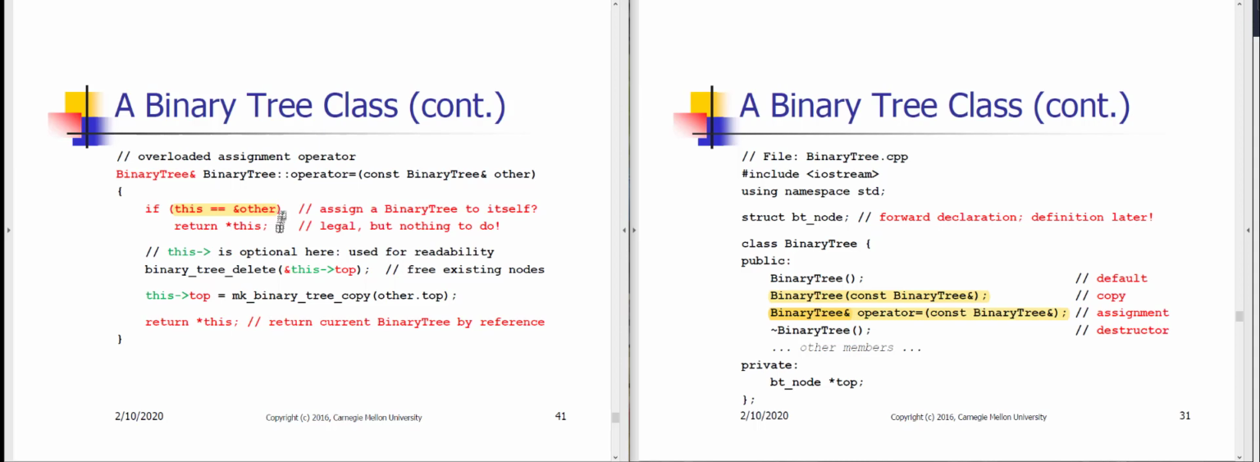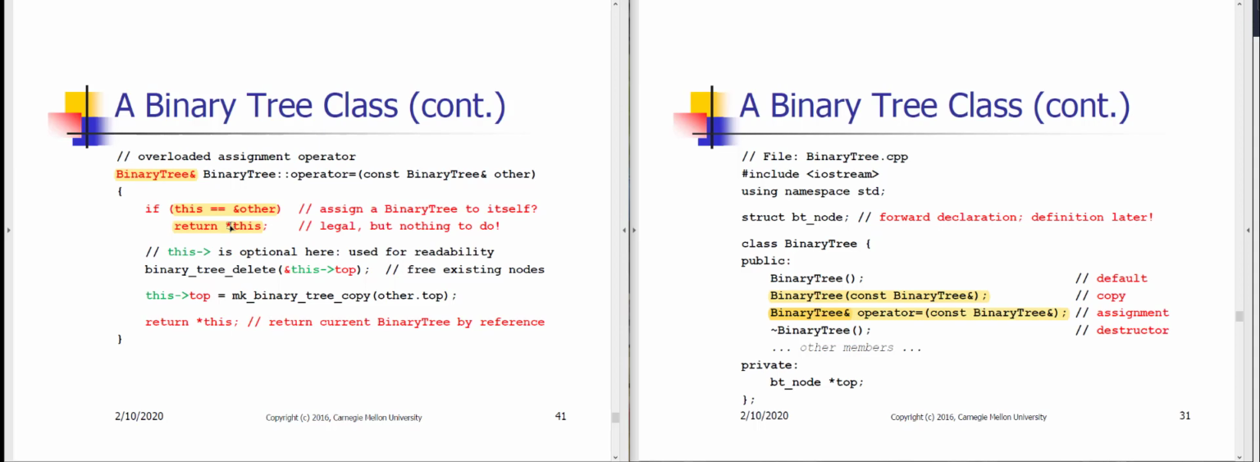In that case, it's legal, you don't have to complain, but there also isn't really anything to do. So simply return star this and you're done. All right, so that's step 1. Assigning an object to itself doesn't involve any work, just return star this. And notice, as we talked about when we looked at the declaration, that we're returning star this, that is, we're returning the current object by reference.